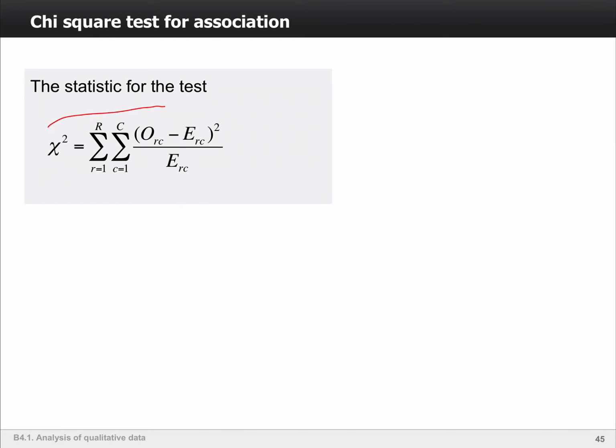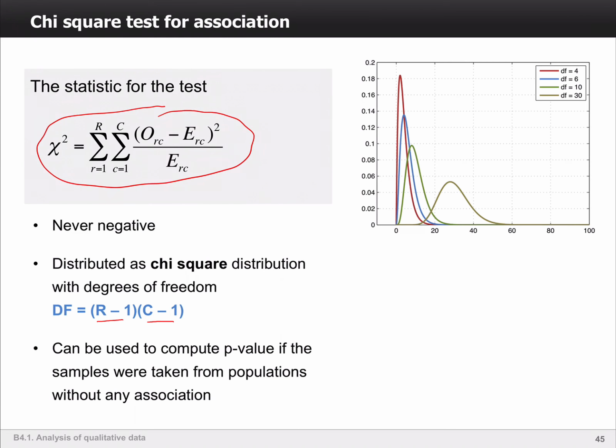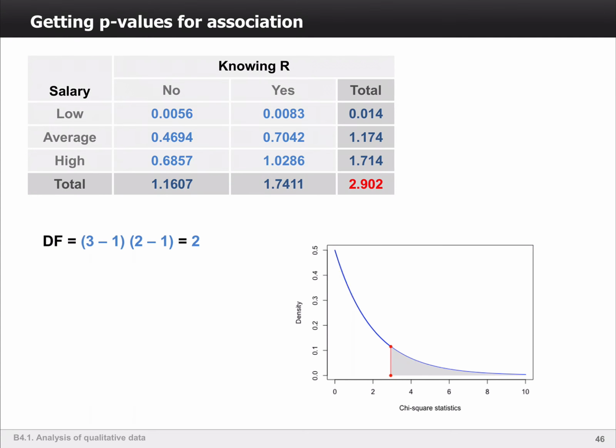So in this case, it looks like this. It's always positive because it's a sum of squared values, and it depends on degrees of freedom. In this case, the degrees of freedom is the number of levels in one variable minus 1, times the number of levels in the second variable minus 1. Then we can use the CDF function of the chi-square distribution to calculate a p-value, right? We have 3 rows and 2 columns, so we have 3 levels in the first variable and 2 levels in the second variable. So it's 2 degrees of freedom. And what you see here is the chi-square distribution for 2 degrees of freedom. And that's the value we've got: 2.9, that's our statistic.